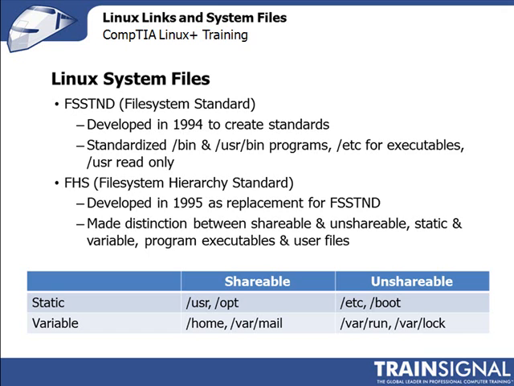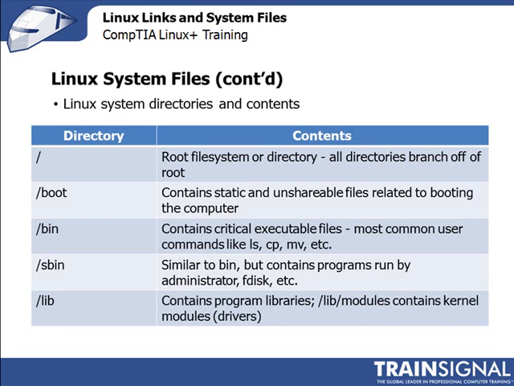Now let's take a look at more important directories and their contents. The next couple slides outline the most common FHS directories. For those of you pursuing certification, it's critical that you understand this structure and the contents of the directories. The first is represented by a / and is referred to as the root file system or root directory, and all directories branch off of root. I made the early mistake of confusing this directory with /root, which we'll get to in just a moment.